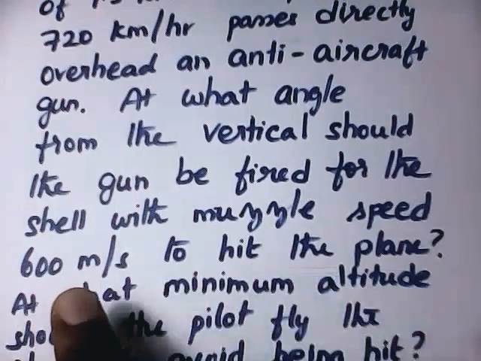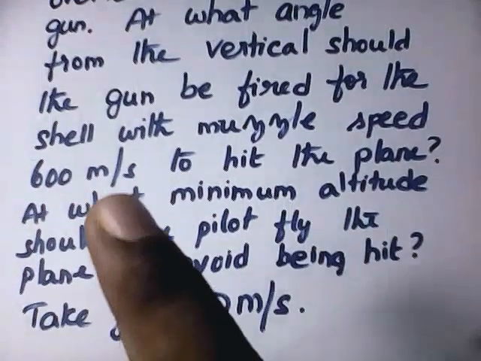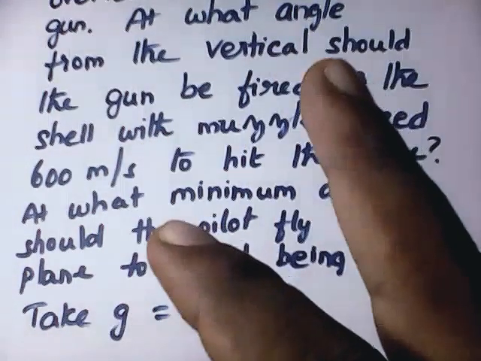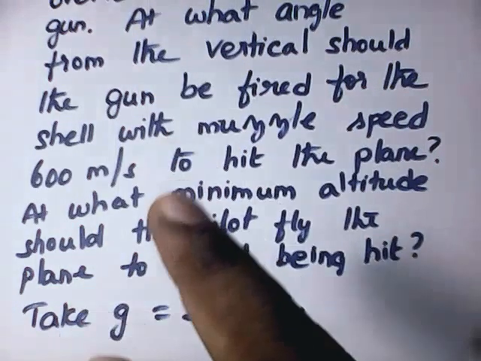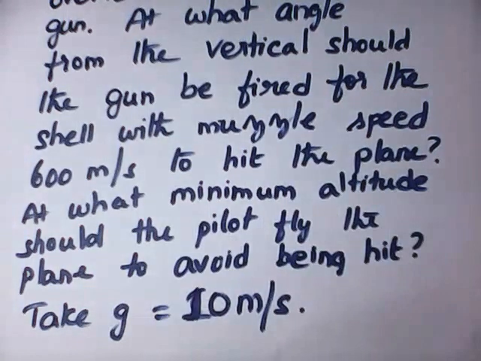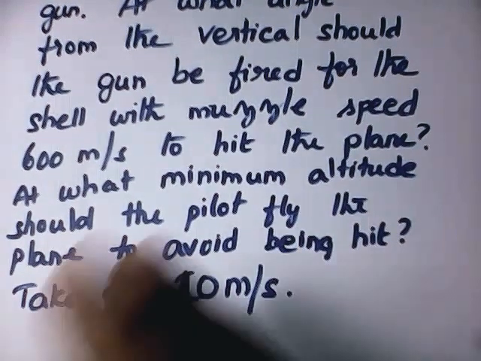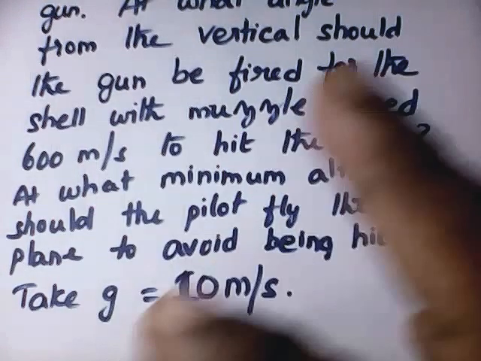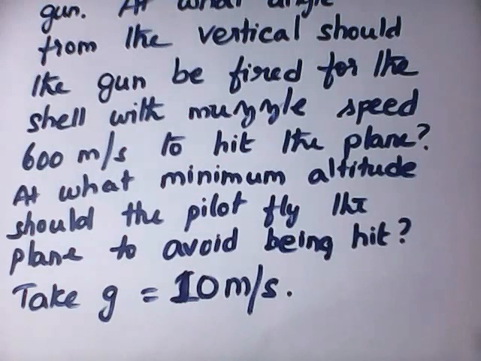They are saying 600 meters per second is the muzzle speed at which the shell moves. If the maximum height of the shell is known, then the plane should fly above that. That is what we want to know. They have also given the hint: take g equal to 10 meters per second squared instead of 9.8 or 9.81. These are the basic things you should go through in the question before solving it. It takes one or two minutes, at most one minute, to understand the problem and solve it.